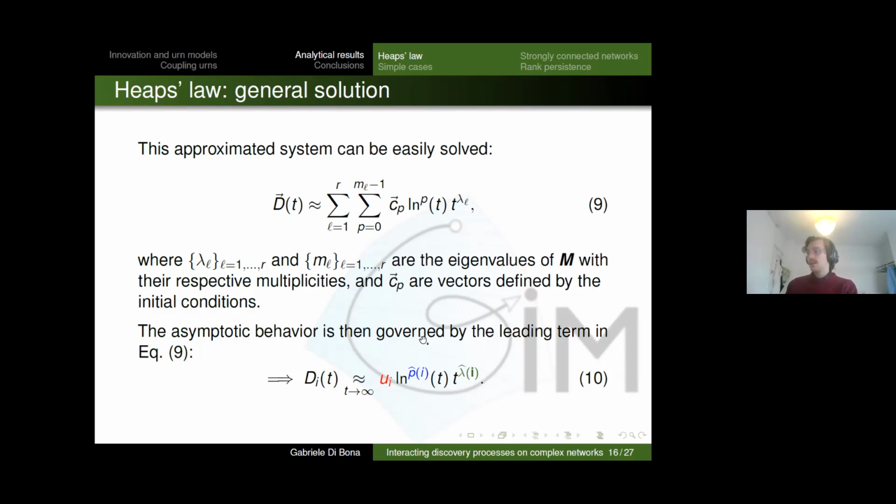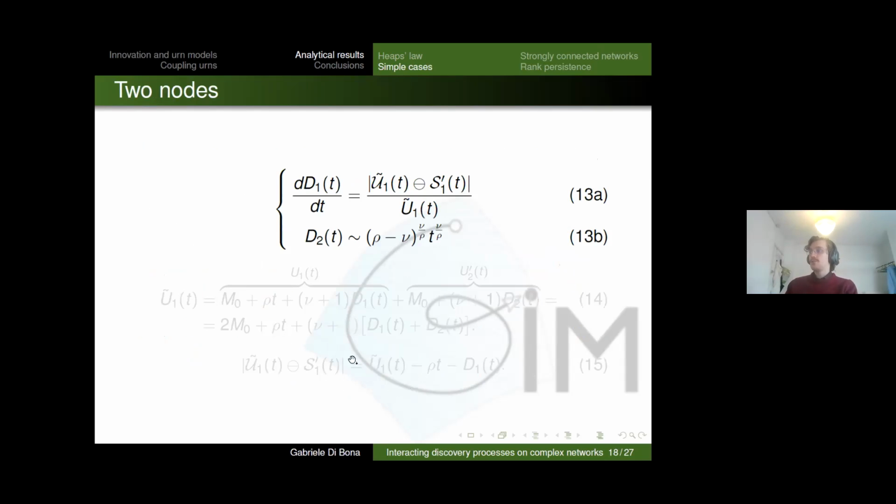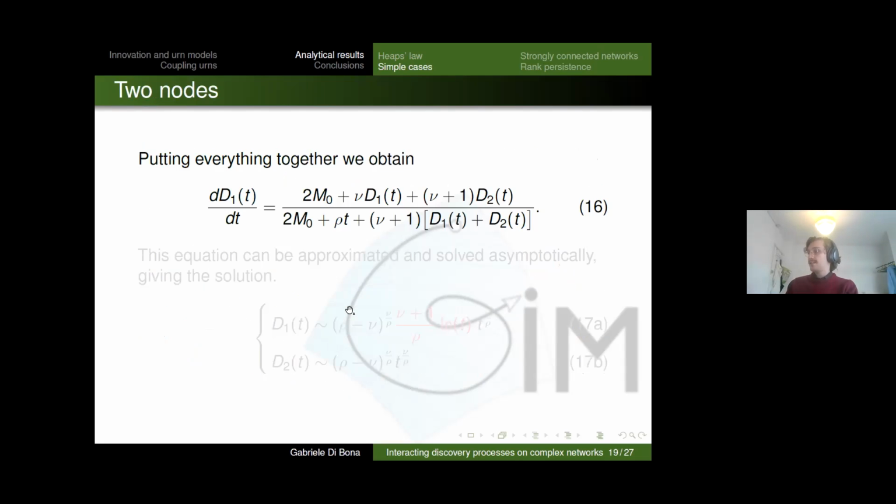This tells us something, because the Higgs laws are kind of confirmed, since the time dependence is something like a power law. It's not precisely a power law, but it's very similar to that. Now you can do this with some small cases, like for example 2 nodes with a link from 1 to 2. Without going into the details, you can do all the steps. Probably I don't have the time to, so I'm going to skip this. But in the end, you get the solution.